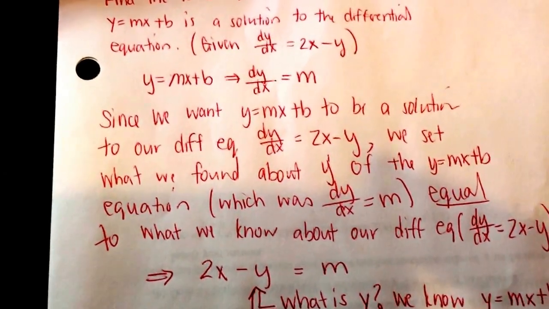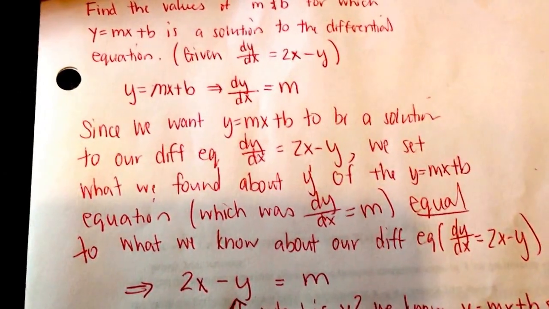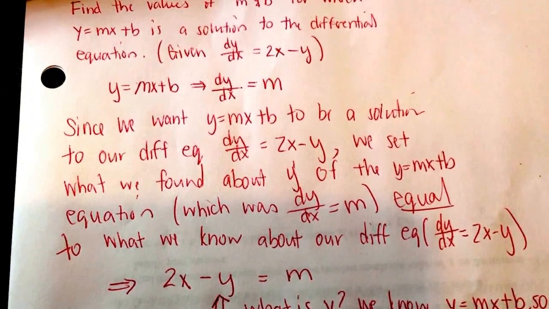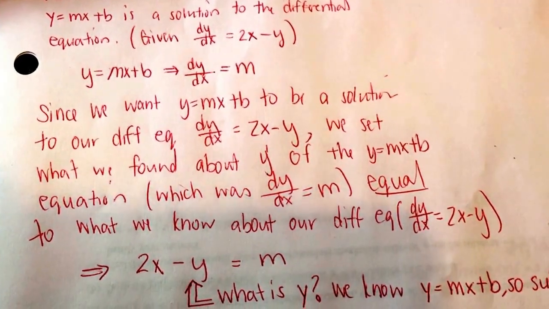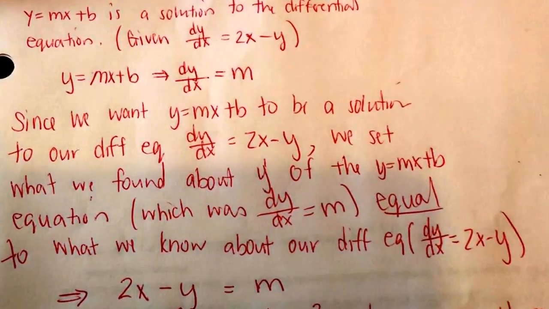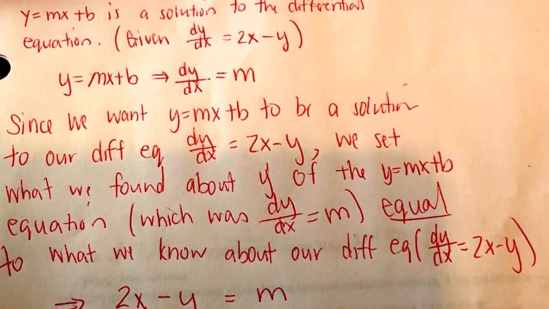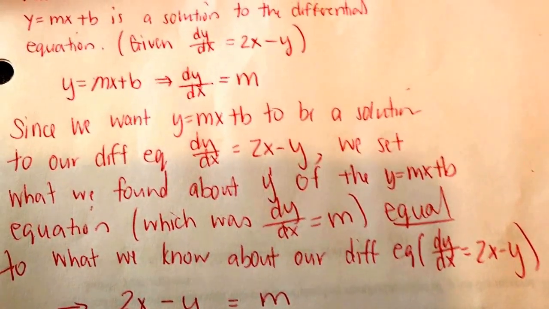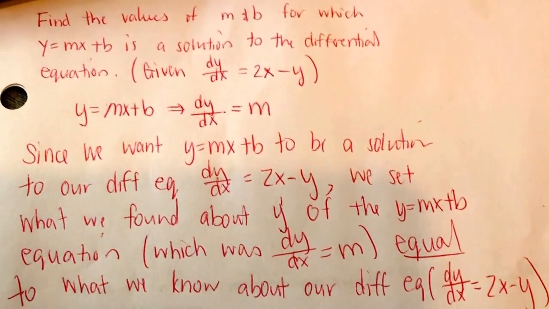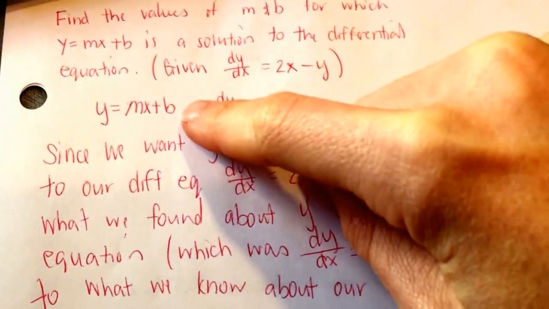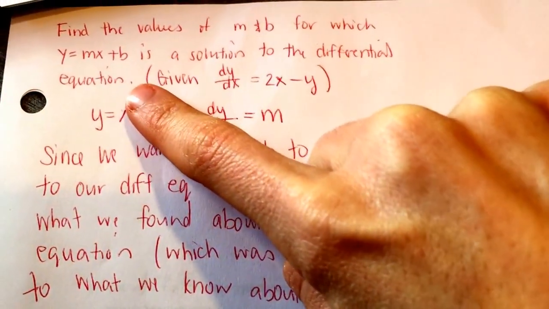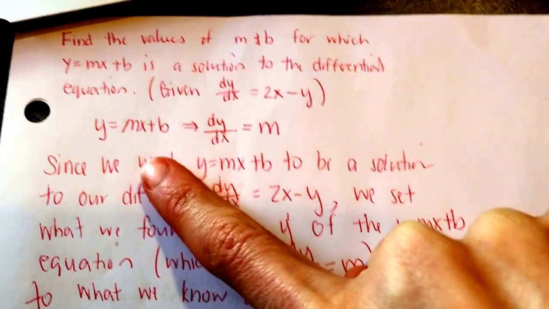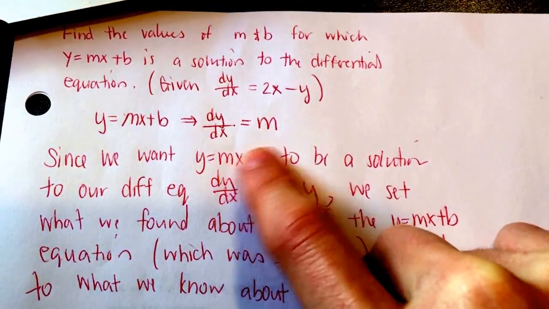Let me try and explain this free response question that asked you to find the values of m and b for which y equals mx plus b is a solution to the differential equation, and the differential equation they gave you is dy/dx equals 2x minus y. So if they want this y equals mx plus b to be a solution to this, we need to find what dy/dx is first.